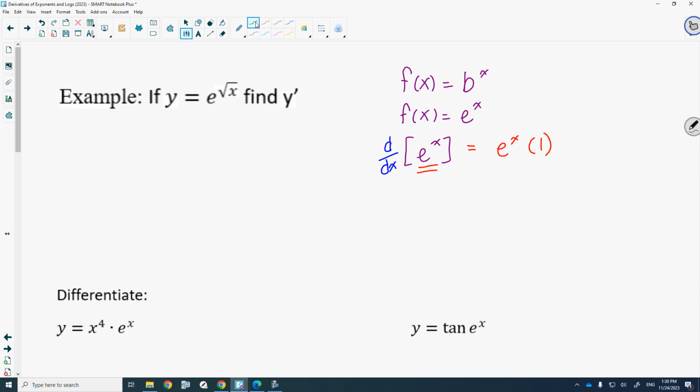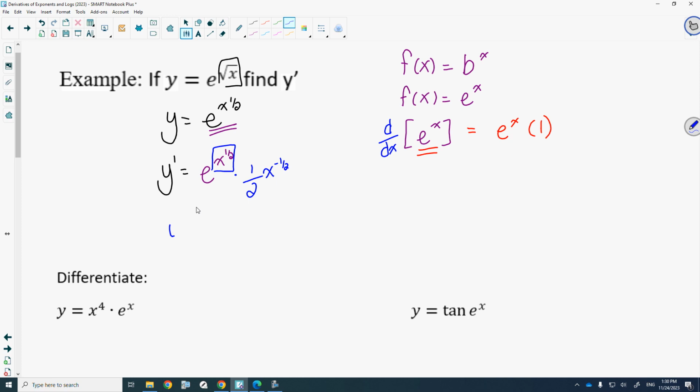I'm just going to rewrite this as y is equal to e, and this will be x to the power of 1/2. Y prime is equal to, so the derivative of e to the x is e to the x. And then I need to multiply that by the derivative of, this is essentially my u. So the derivative of x to the 1/2 is 1/2 x to the negative 1/2. Rewriting this, y prime is equal to, so e to the power of x to the 1/2 is e to the square root of x.